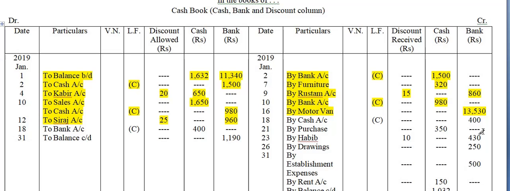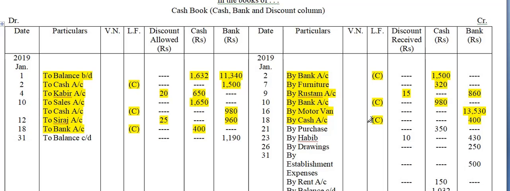18th, withdrew from bank for office use. This is a contra entry again now. Now on 18th, what you will do is you will record as by cash, but the amount will be reduced from bank column. And in the debit side, cash will increase, and you will write as to bank account. Be careful with the contra entries. So this is the contra entry.